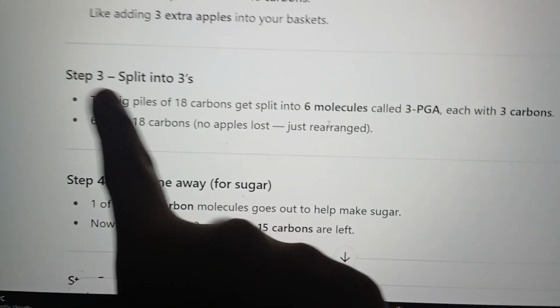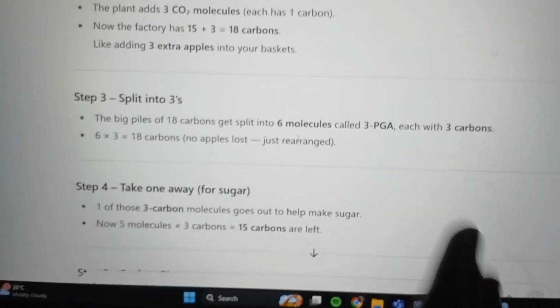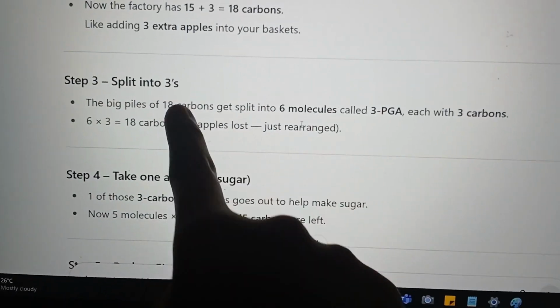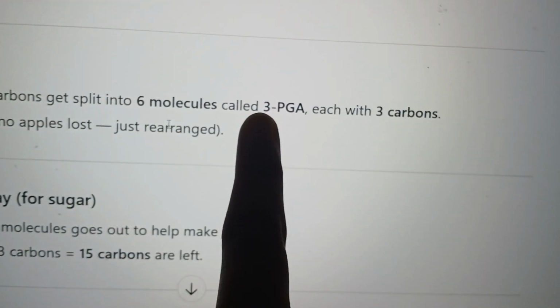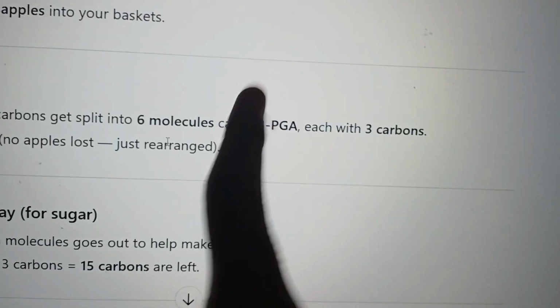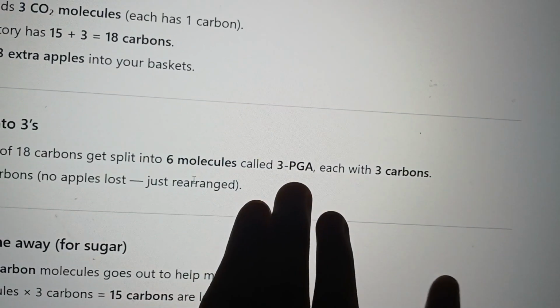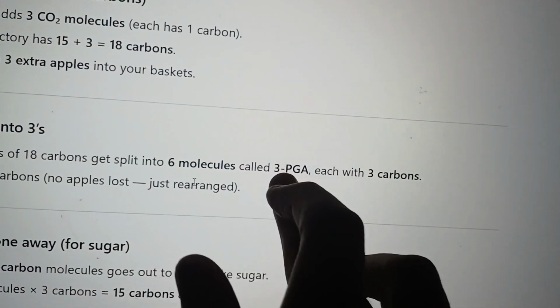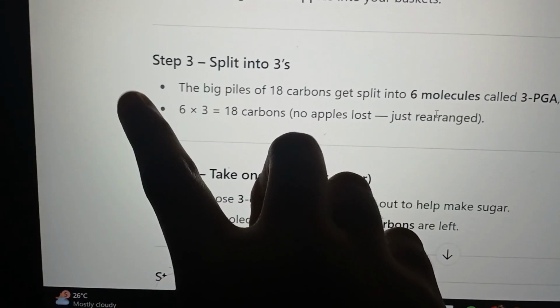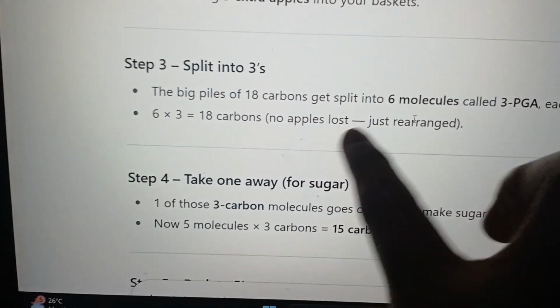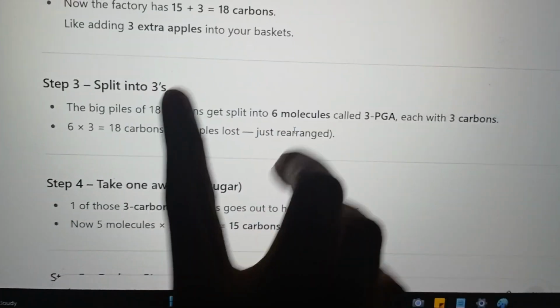Now step 3, split into threes. The big pile of 18 carbons gets split into 6 molecules called 3-PGA. Don't be confused, the 3 in 3-PGA has nothing much to do with it, it's just the name. Each has 3 carbons. 6 times 3 equals 18. No apples lost, just rearranged.